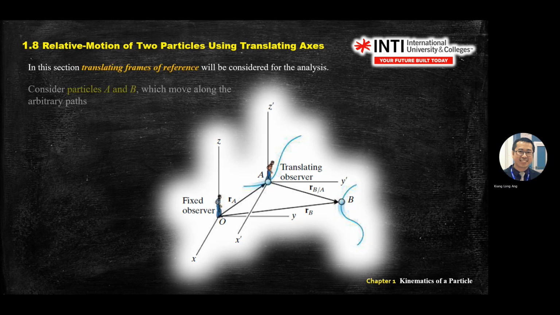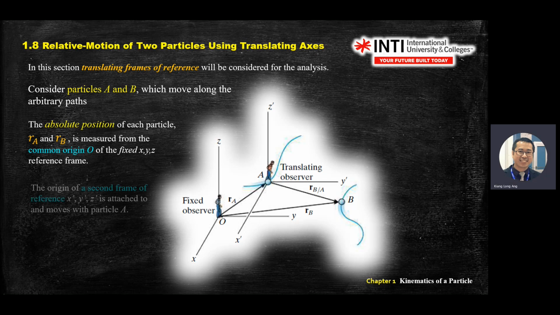So all is what I explained just now, and the observer, the translating observer, will use axes also, but we label the axes as x prime, y prime, z prime, with a comma or prime.